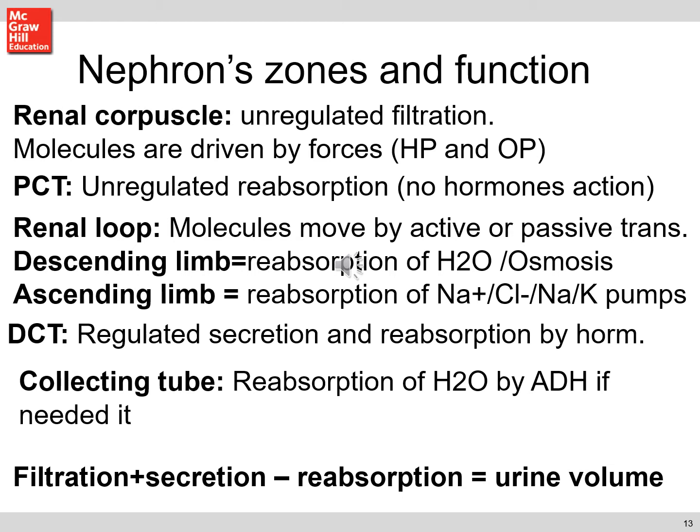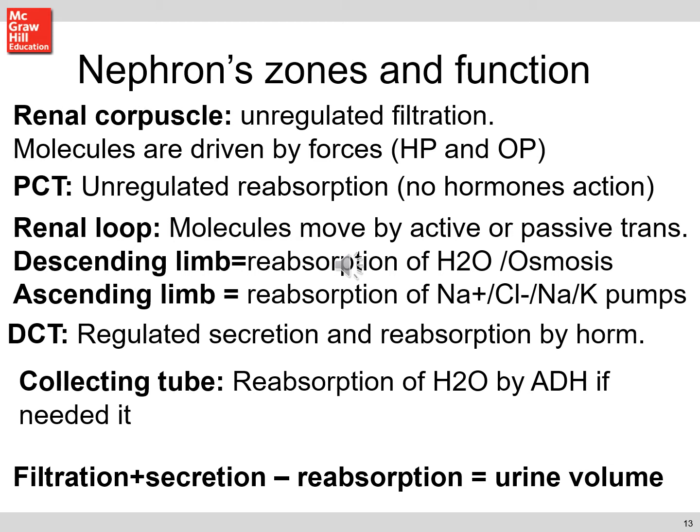The other zone in the nephron is the proximal convoluted tube, and the function of this proximal convoluted tube is unregulated reabsorption, meaning that there are no hormones that influence the reabsorption at the proximal convoluted tube. The next zone in the nephron is the renal loop, and in this case the molecules move by active or passive transportation. The renal loop is composed of two areas.